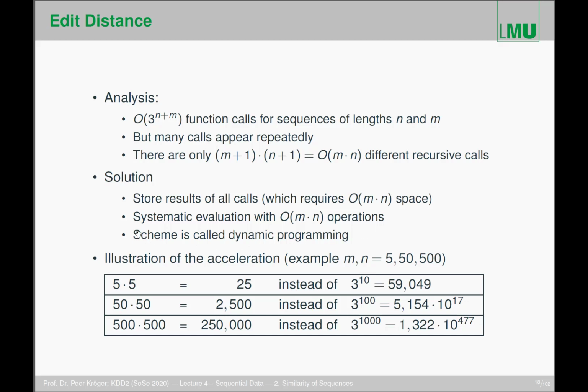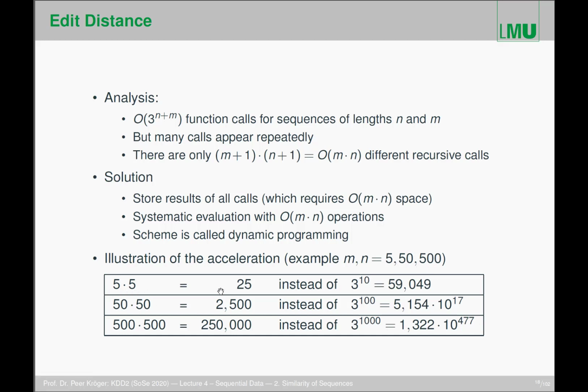Yeah? And this systematic evaluation can be done by the so-called dynamic programming approach, and we will see how that works on the next slides. But before we do that, just an illustration of the acceleration. So for examples of m and n equals 5, 50 or 500.